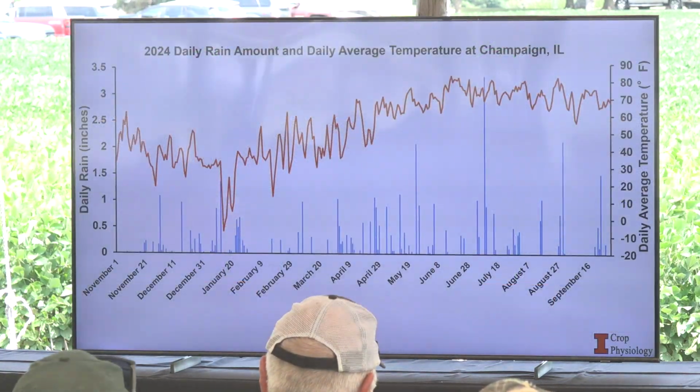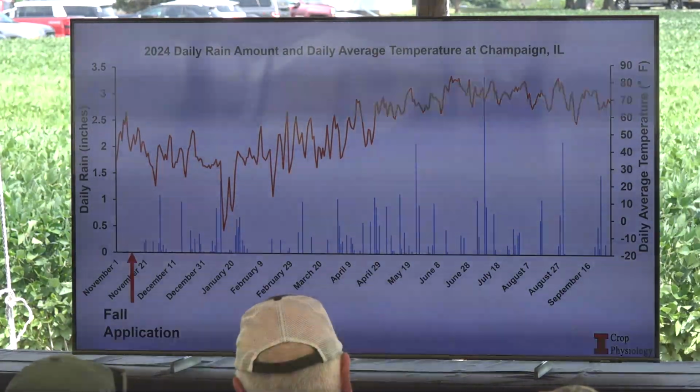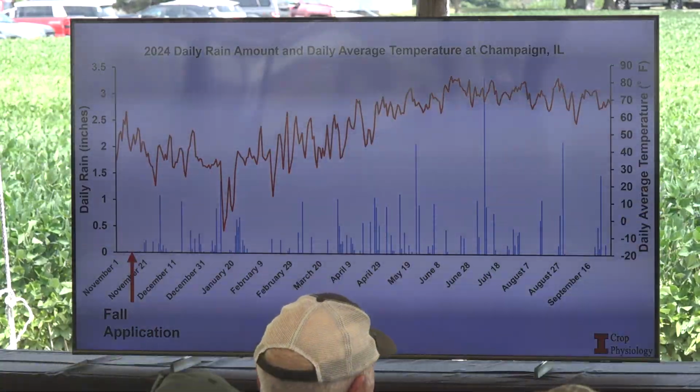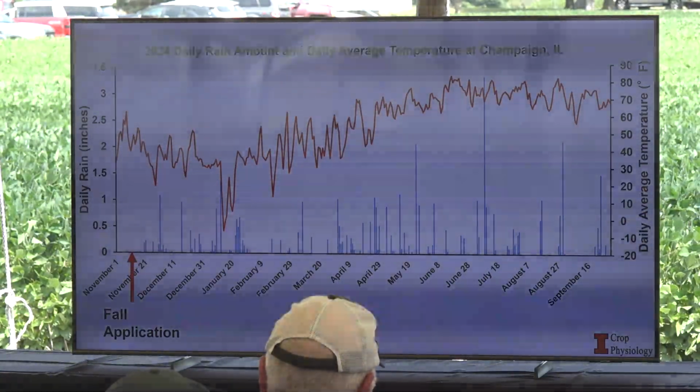And since this is a fall versus spring trial, obviously we have to look at the weather and just figure out what happened the whole year long. So on November 13th, we went out and did our fall application. Harvest was a little late for us that year.